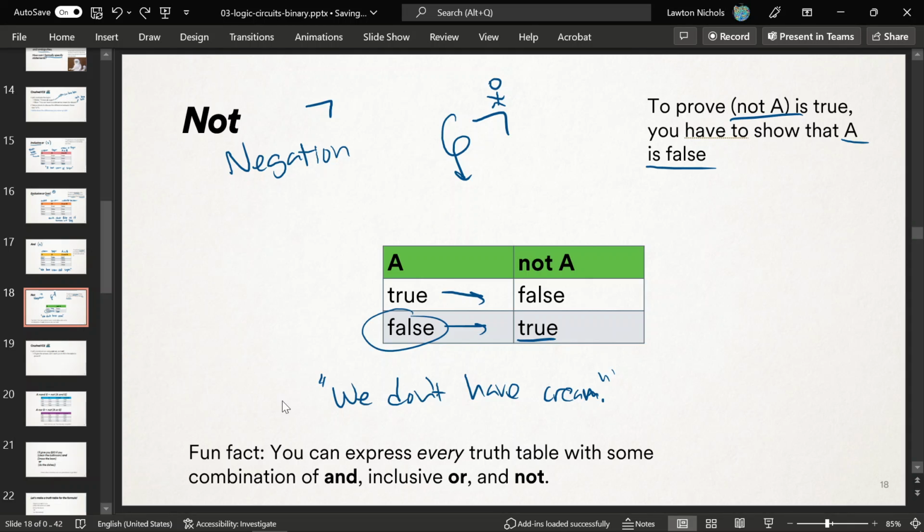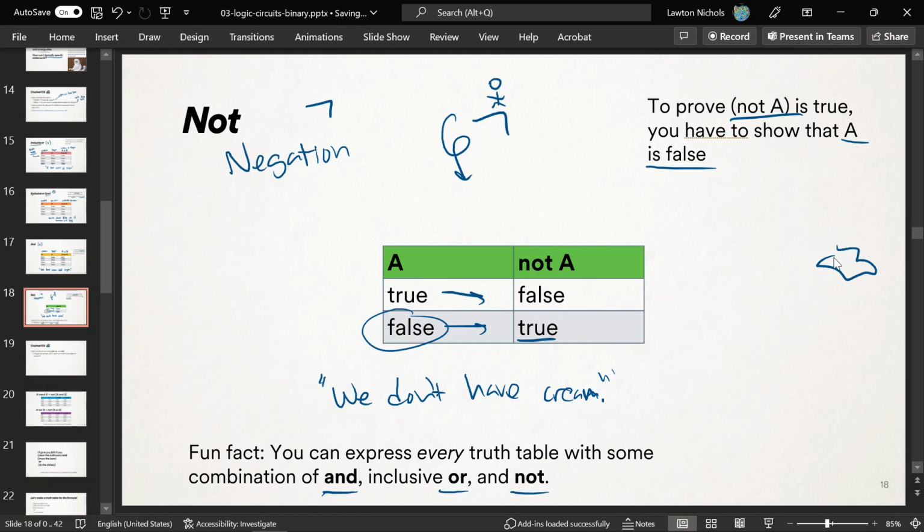And here's a very cool idea, and something that leads us into how to make a computer: you can express any truth table, no matter what, with some combination of AND, inclusive OR, and NOT. You just need these three. You don't need any others.